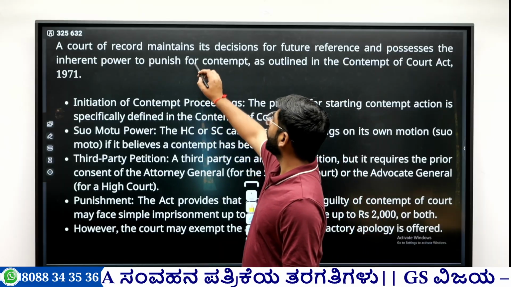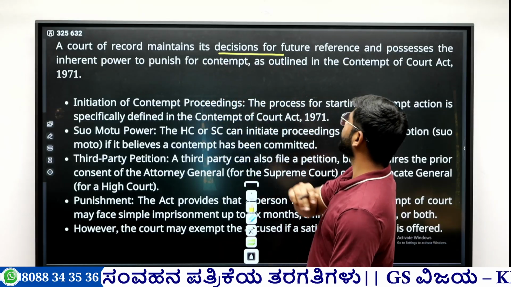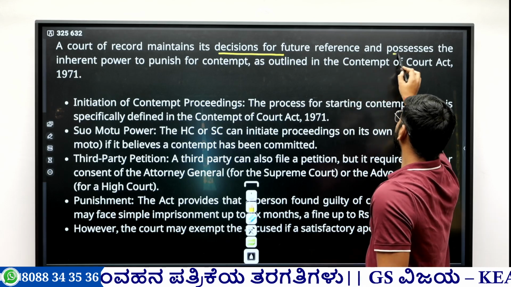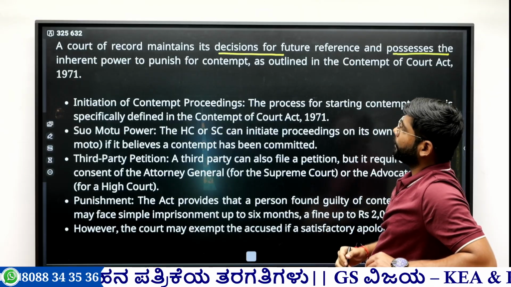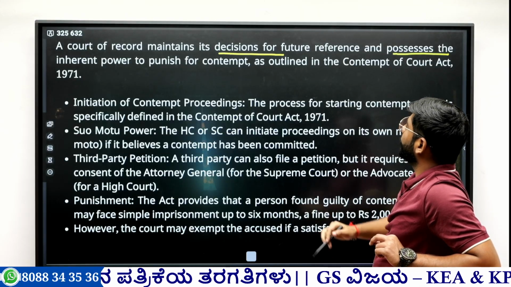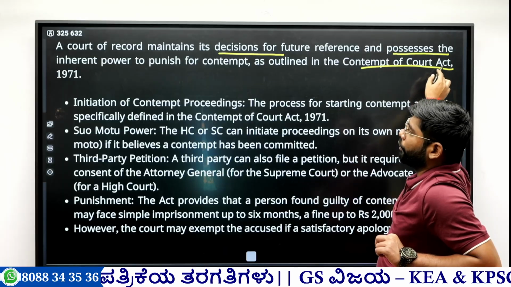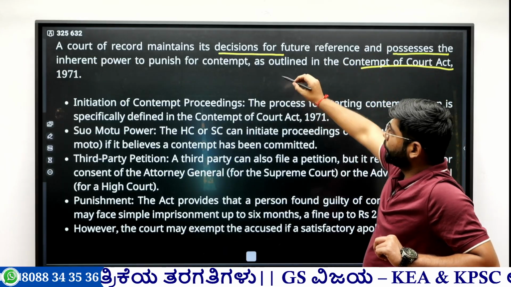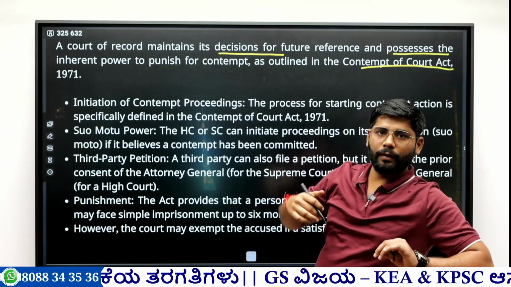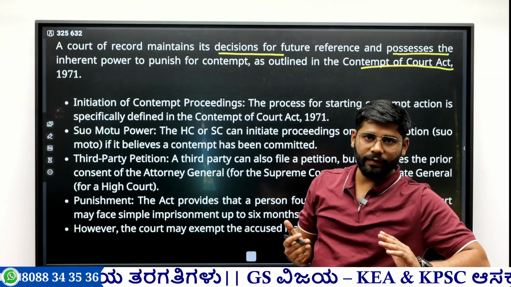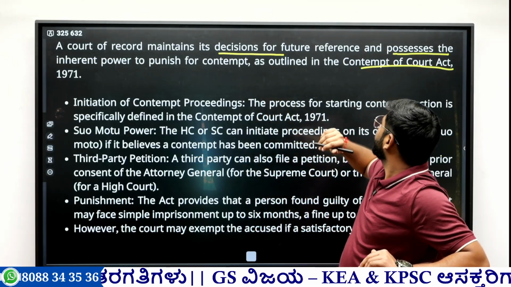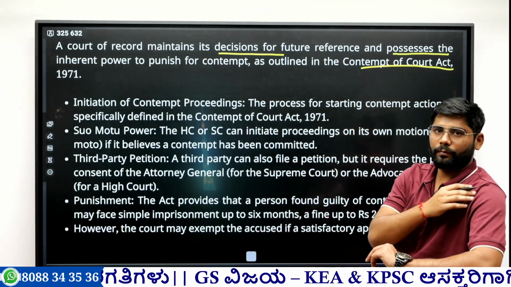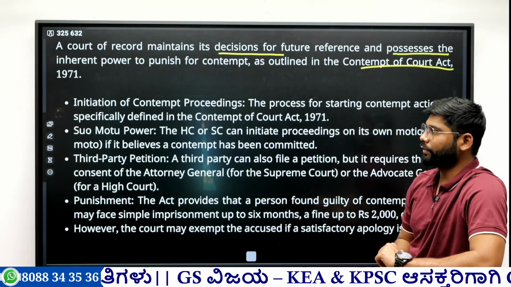Apart from this, the court of record maintains its decisions for future reference and possesses the inherent power to punish for contempt, as outlined in the Contempt of Courts Act. So in a court of record, the matters decided based on contempt of court will be recorded, and also possessed for future references. So this is the one.